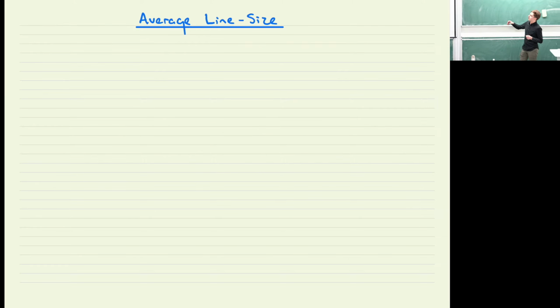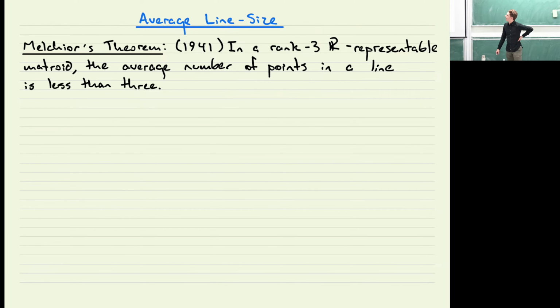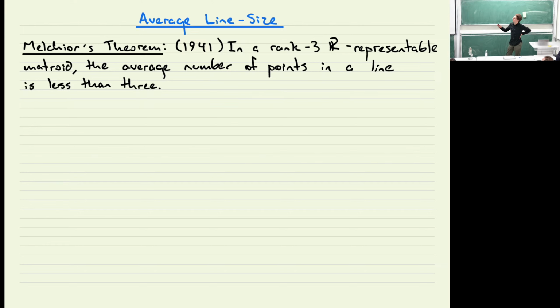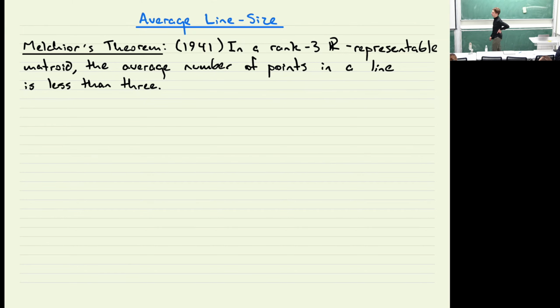So what do we know about average line size? Again, the question is, if I give you an arrangement of points in real space, and we can assume that we're in the real plane here, is the average size of a spanned line bounded by an absolute constant? And the answer is yes, and this was proved by Melchior around 80 years ago. And he proved this fact with a very impressive bound of 3.